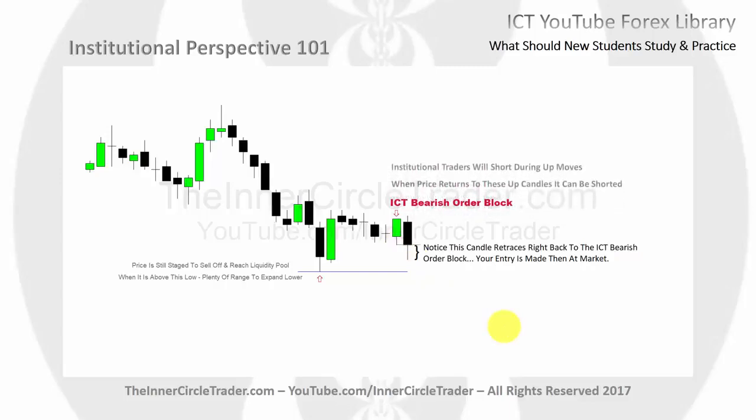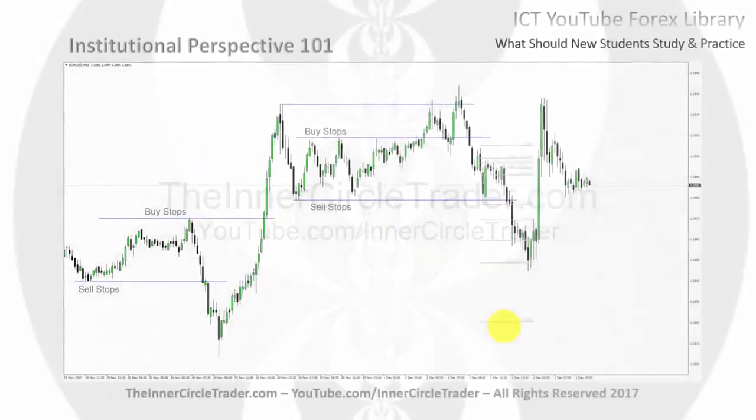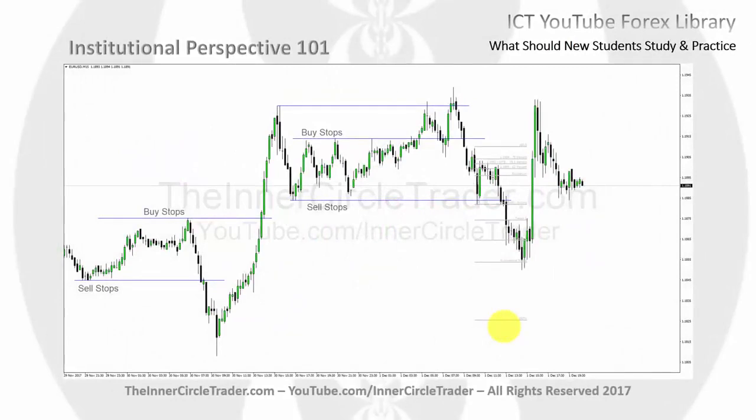Institutional traders will short during up moves. Now, when price returns back to these up close candles, we can be shorting it as well. All right, so now back to our example here. If we see that we can find levels that have double tops and double bottoms, and the market will want to go through them. Once this occurs, chances are the market's going to go the opposite direction until it reaches another area of liquidity. So the market's always gyrating back and forth, seeking liquidity above the marketplace and below the marketplace.